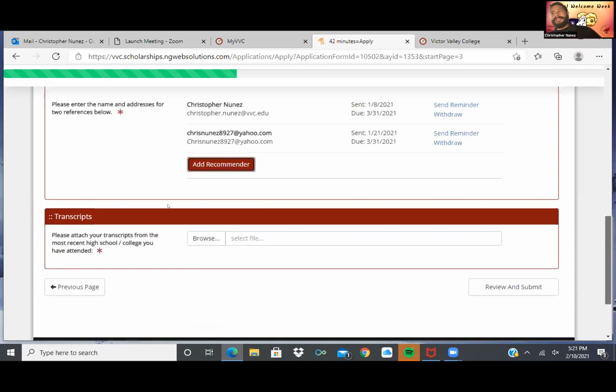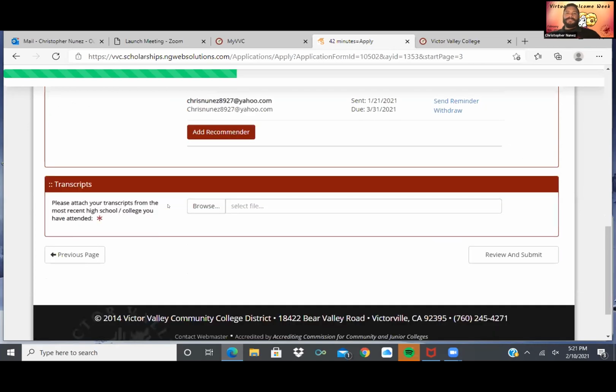And then the last step to this journey is uploading your most recent transcripts. If you're a high school graduate, of course, we'll take your most recent high school transcripts. If you're attending Victor Valley College or another college or university, all you need to do is request an unofficial copy of your transcripts, save it as a PDF, and you can upload it right here. After you've completed these 3 pages, you'll click Review and Submit.